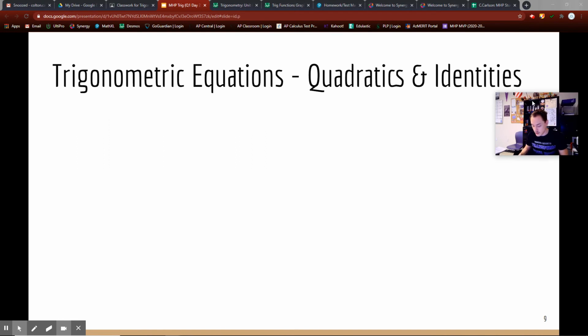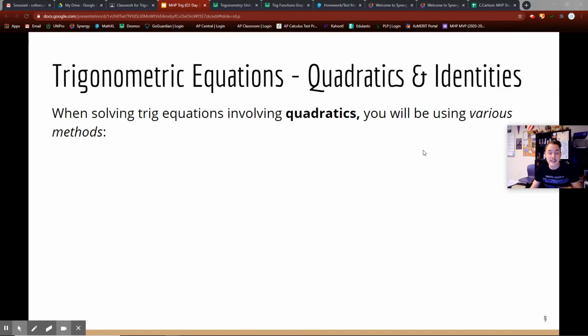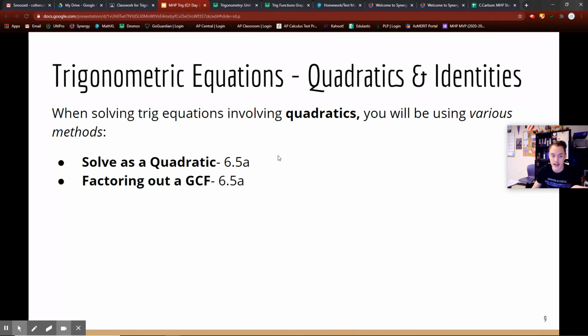The rest, I'm going to be doing quadratics and factoring. And so, again, this is a two-part, so I only have a couple more examples for you. But really, the next lesson tomorrow is when solving trig equations involving quadratics, you're going to use a variety of methods. You're going to solve it using a quadratic. You're going to solve using factoring, GCF. But you're also going to solve using identities, but that's going to be tomorrow. We're going to hold off on that.